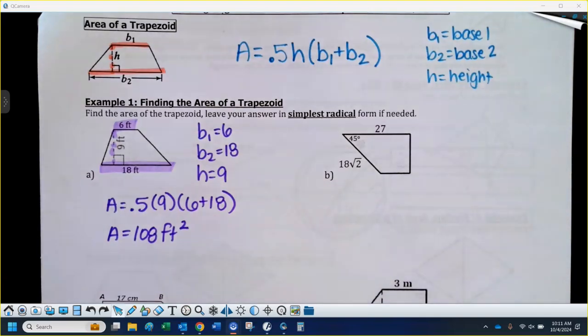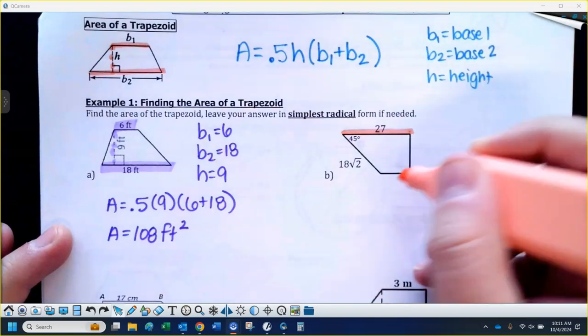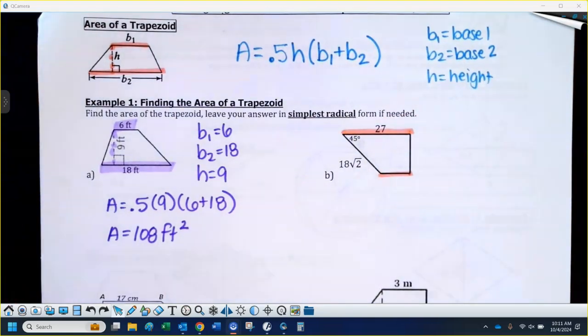This one right next to it is a little trickier. I can see one of the bases, right? This base is 27. This base is not labeled, so we have to figure out the other base. And we also don't have the height, so we have to figure out the height. Here's what I'm going to do for this problem.